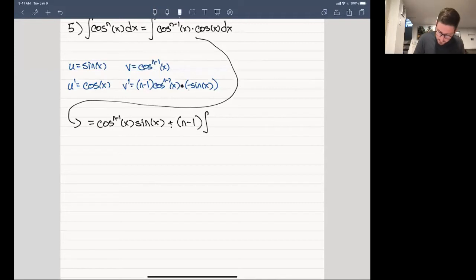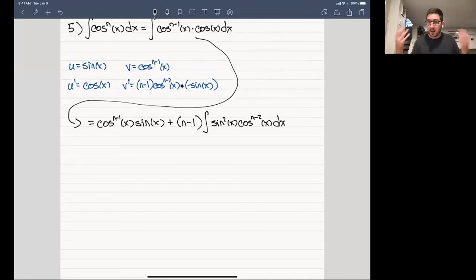That's going to make this thing right in here minus minus, so a plus. And what do I have? I've got a sine coming from the u term. I've got a sine coming from the v prime term, sine squared x, and then cos of n minus 2 of x dx. You're thinking to yourself, whoop-de-doo, that didn't help me at all.